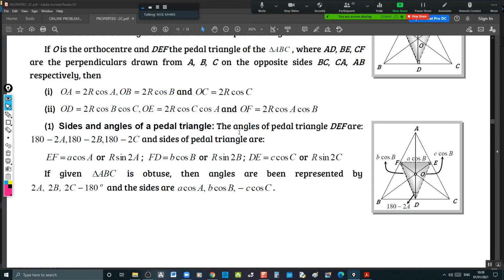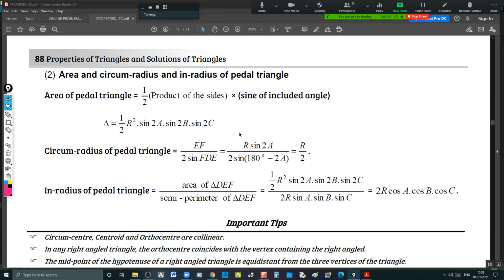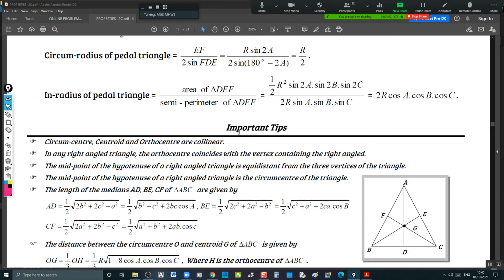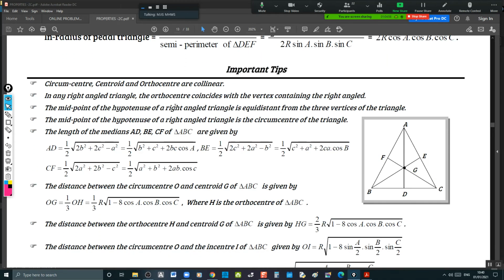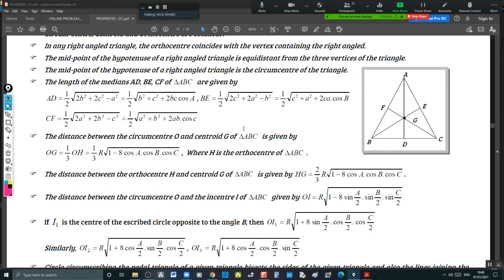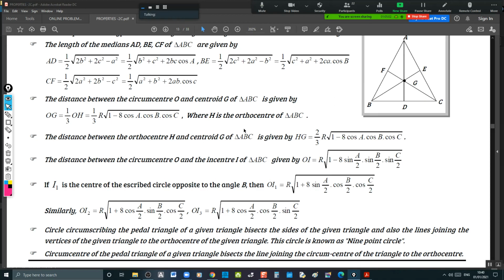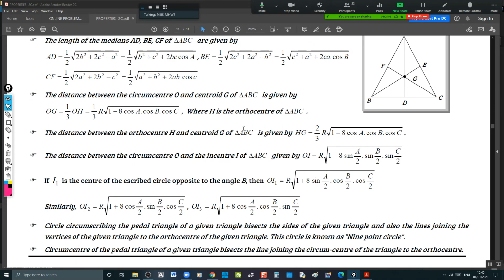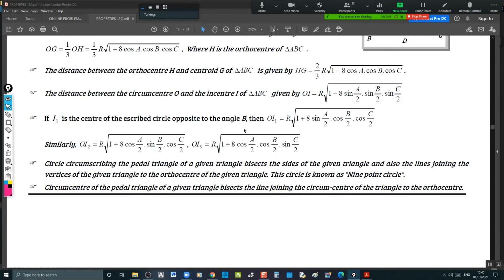Next, the area of the pedal triangle is given, and I don't think you will generally have memory-based questions in the advanced level examination. Only conceptual and theoretical questions will be there. If you want to remember everything in properties of triangles, you will have 100 formulas. What I'm saying, you will have 100 formulas.